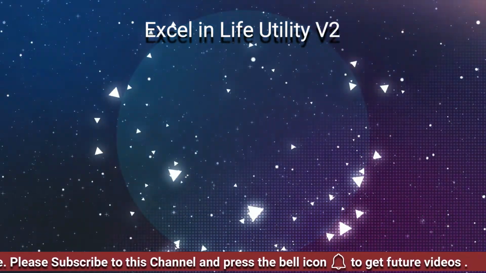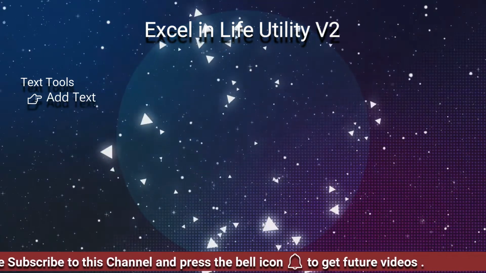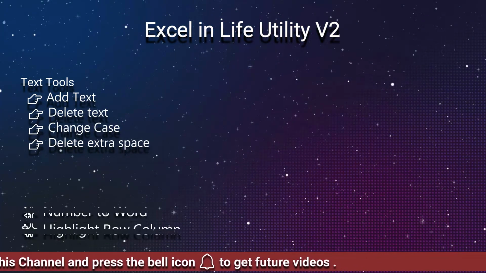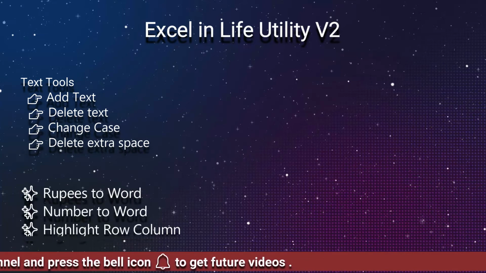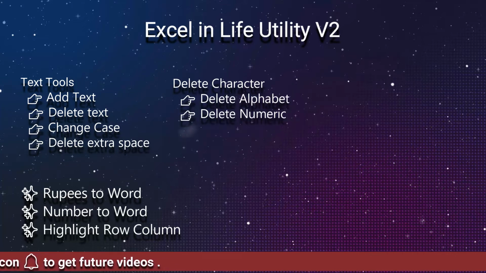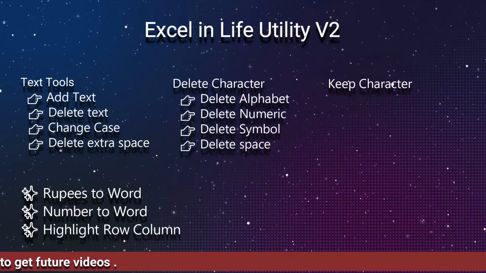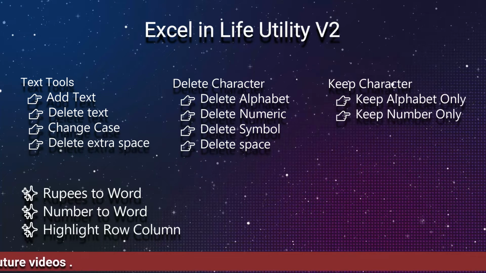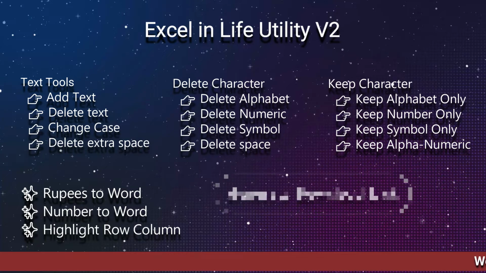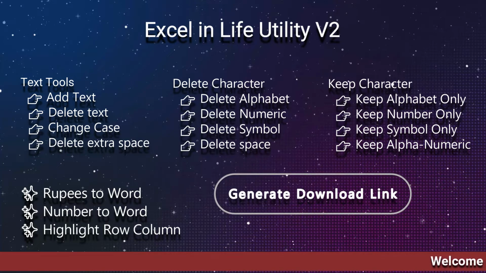In this utility you will get Text Tools, where you can add text, delete text, change case, delete extra space, rupees to words, number to words, highlight row or column, delete alphabet, delete numeric, delete symbol, delete space, keep alphabet only, keep number only, keep symbol only, keep alphanumeric, and generate direct download link from Google Drive.